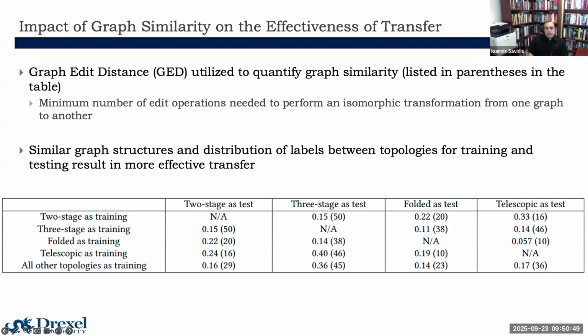And we observe on the final row of the table, when all other topologies are used for training, a higher GED score is associated with a higher error value, meaning that more changes to the graph are needed to map one graph type to the other. In that case, the model performs a little bit worse. For example, the three-stage op-amp is the most distinct topology amongst the four, and it has a GED score of 45, which is right here in the middle, as compared with the other three topologies. It correspondingly results in the highest error in testing.